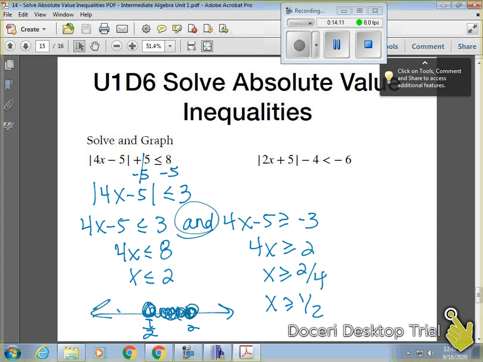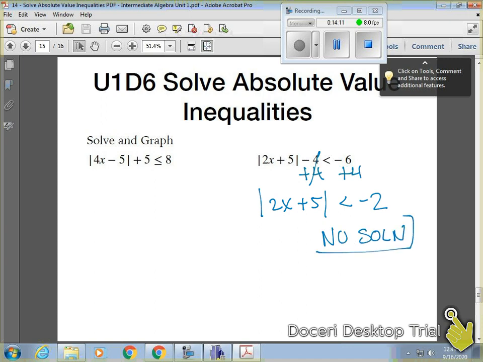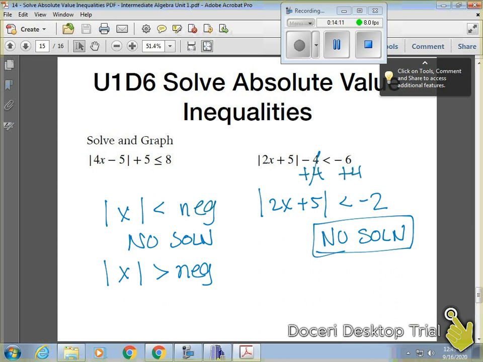The last problem, I'd add 4 to both sides. I get the absolute value of 2x plus 5 is less than negative 2. An absolute value cannot be less than a negative number, so this one will be no solution. So the key takeaways here: if the absolute value is less than a negative number, it is no solution. If the absolute value is greater than a negative number, it's all real numbers or many solutions.